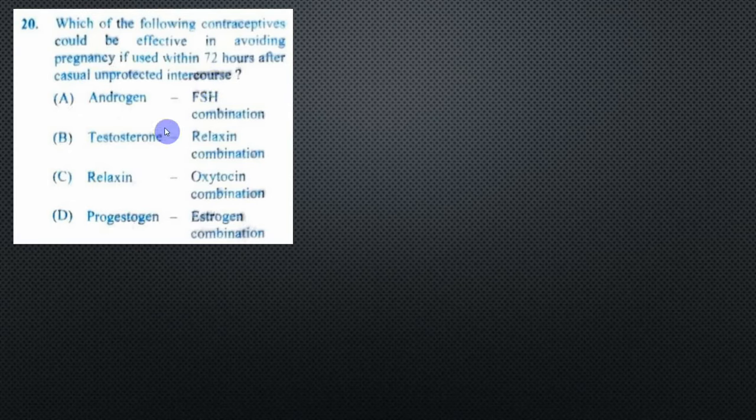So option A is androgen FSH combination, B is testosterone relaxin combination, C is relaxin oxytocin combination, and D is progesterone estrogen combination. Answer is very easy. It is the progesterone estrogen combination which is used as a contraceptive. All other options are actually wrong. All right, let us go on to the next question.